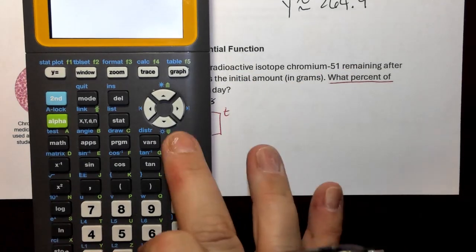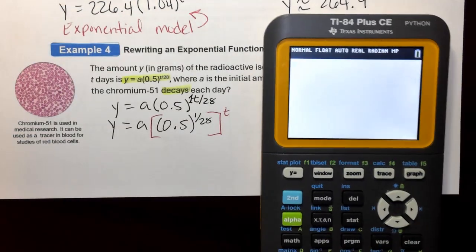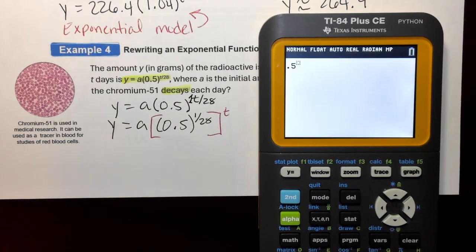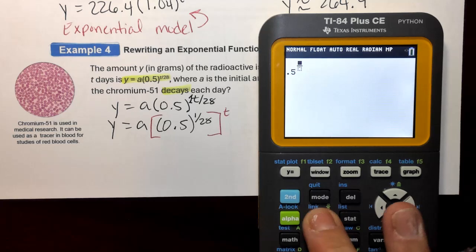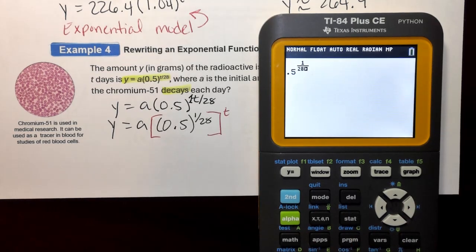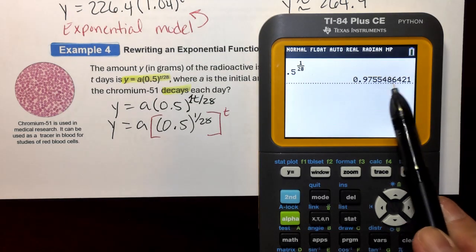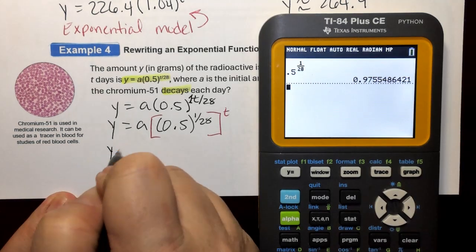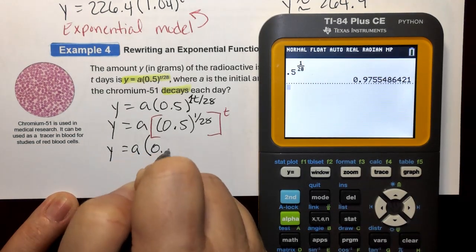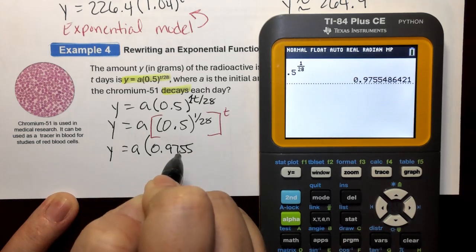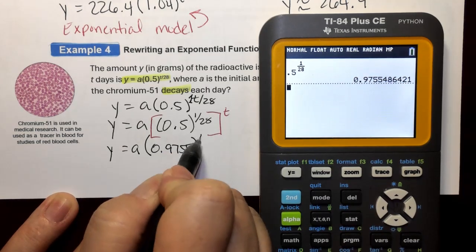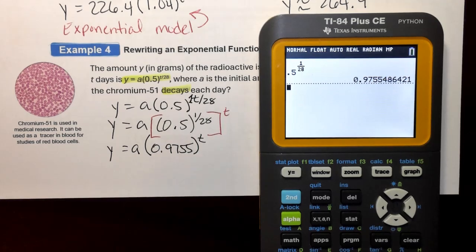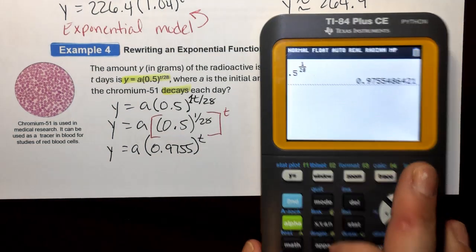All right, because we're trying to find what that percentage is. So in our calculator, we're going to put 0.5 and raise it to 1 over 28. And so what we get? So we get approximately 0.9755. So we're going to stop it at the ten thousandths place, so 4 places after the decimal. So we're going to say y equals a(0.9755)^t. And now we got rid of that little fraction there and we just have a t. So now it looks more like our decay rate.